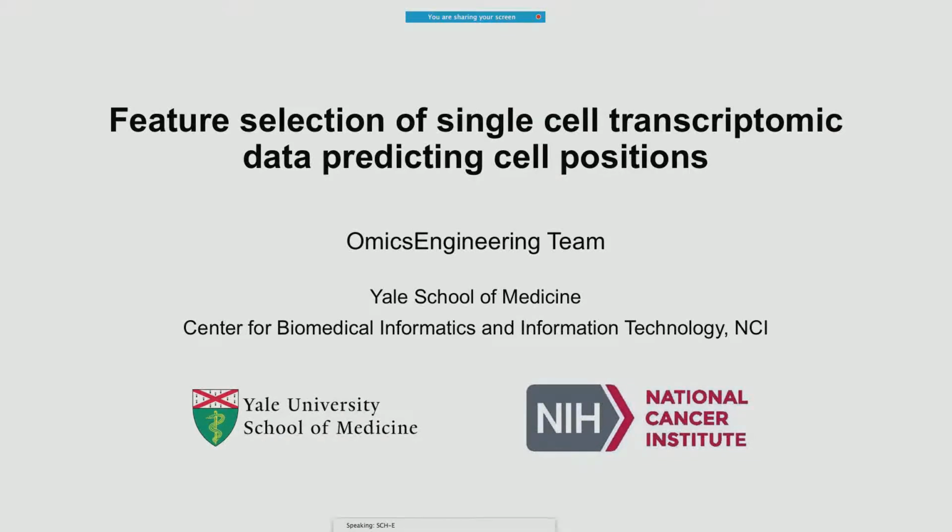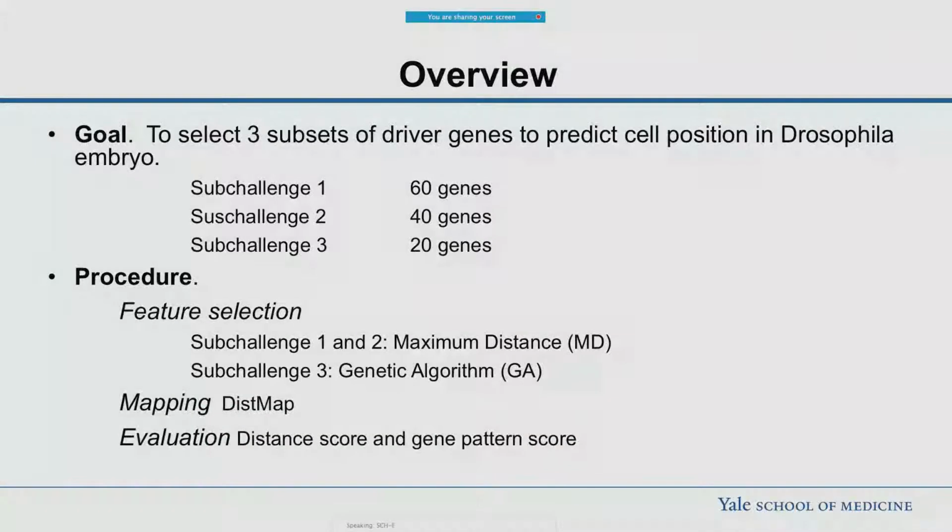Good afternoon, everyone. I'm here today to talk about the method developed by our team with the title Feature Selection of Single-Cell Transcriptomic Data Predicting Cell Positions. The goal of this DREAM challenge is to select a subset of 60, 40, and 20 gene sites, which contains the most spatial information to predict cell positions in Drosophila embryo.